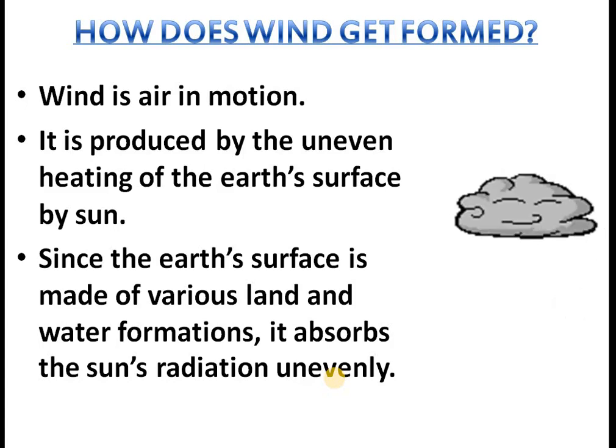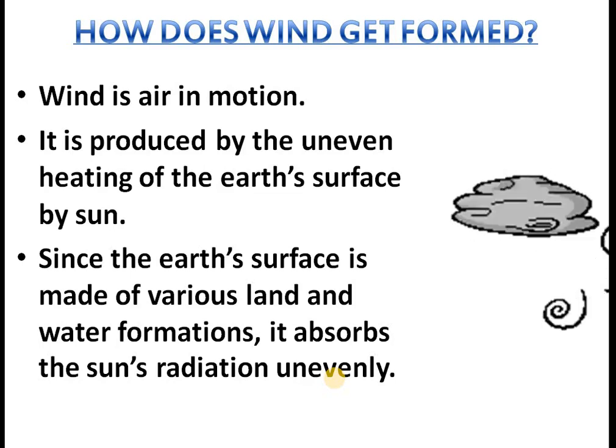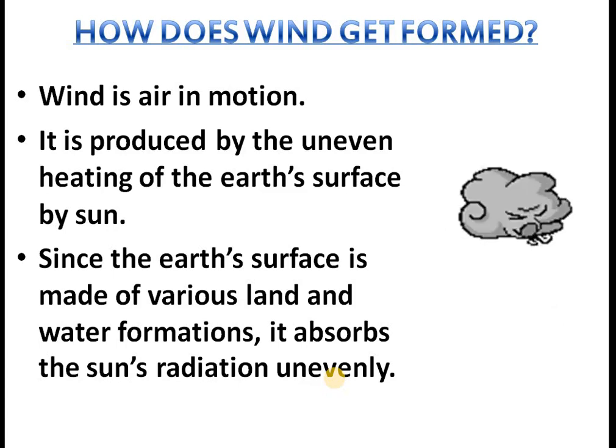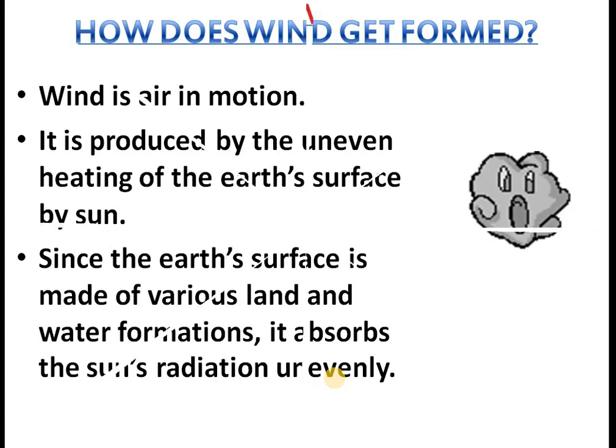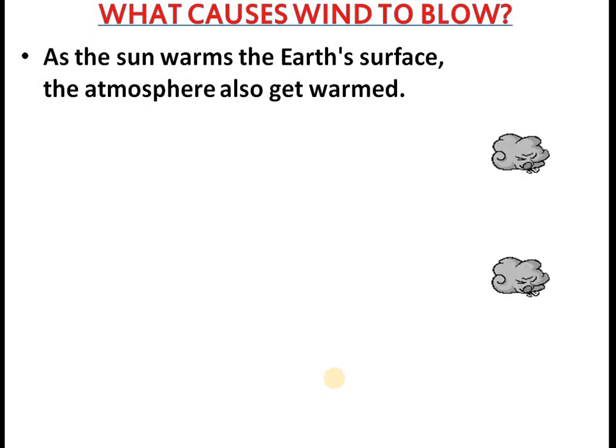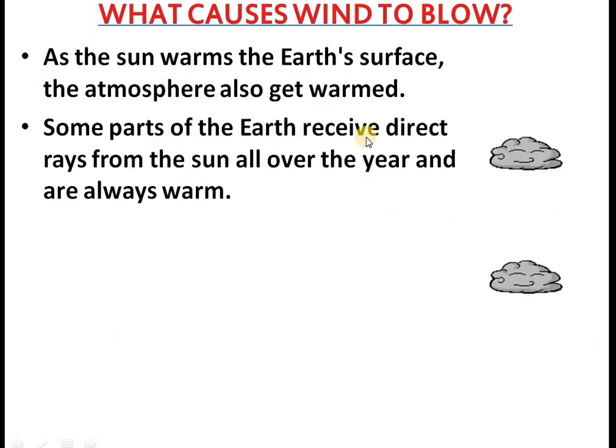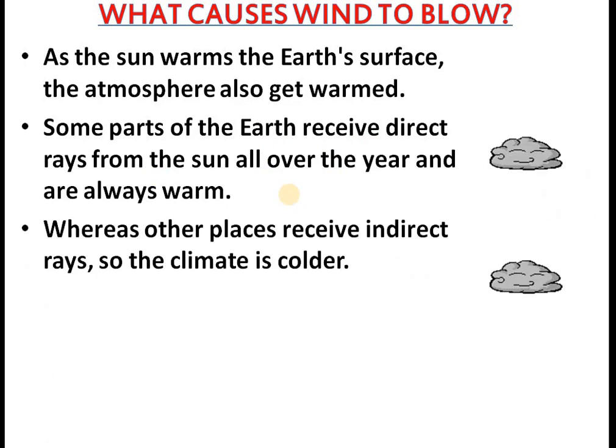This uneven temperature difference also leads to an uneven temperature difference in the atmosphere. The atmosphere contains gases, so because of this temperature difference, air moves from one place to another place. That is literally the wind. The sun warms the Earth's surface, and the atmosphere also gets warmed. Some parts of the Earth receive direct rays from the sun, whereas other parts receive less, so there are cold regions and hot regions, because sun rays do not fall uniformly over the entire globe.